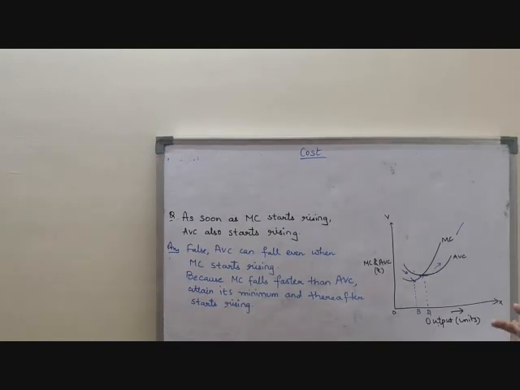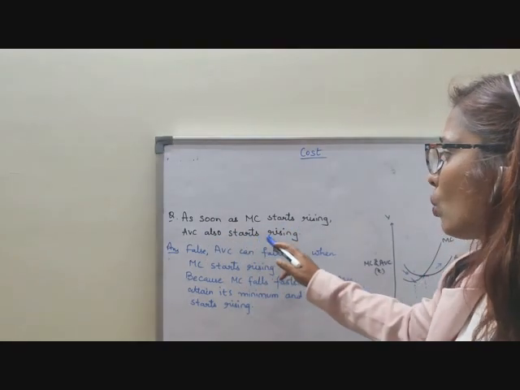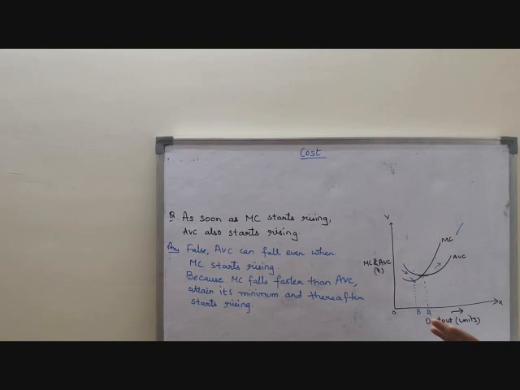Now see, children, here is one question related to this diagram. Look properly: as soon as marginal cost starts rising, average variable cost also starts rising. Don't be confused. This is the marginal cost curve and this is the average variable cost curve. With the diagram only you can answer your question. As soon as marginal cost starts rising, the marginal cost curve is rising. Clear? They are asking whether average variable cost also starts rising. No. My answer is false, because average variable cost is falling till here.